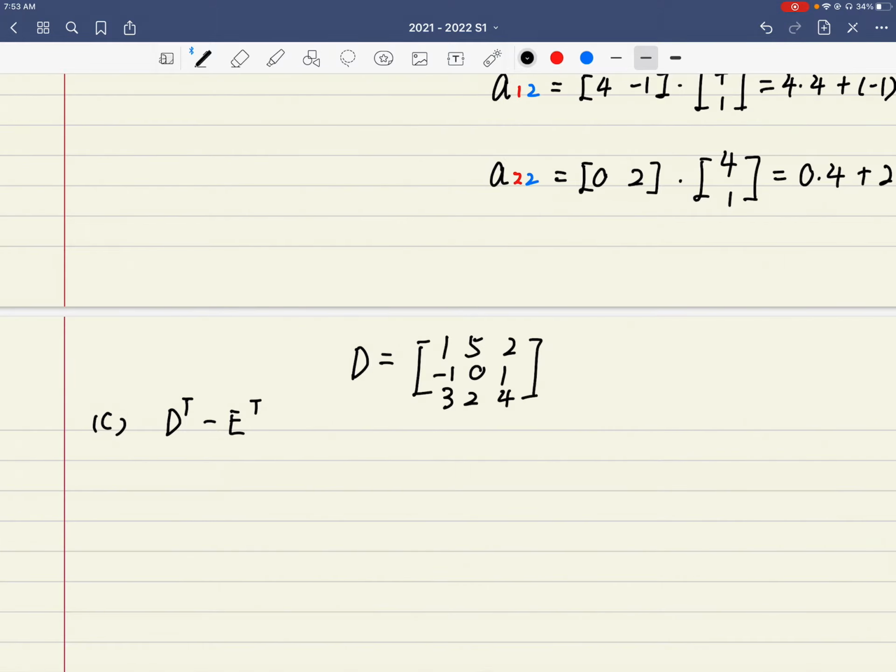If you transpose it, it's very simple. You take the first row and write it as the first column. The first row is 1, 5, 2, so the first column is 1, 5, 2. Similarly, the second row is -1, 0, 1, so the second column is -1, 0, 1. The third row becomes the third column. So that's how you get the transpose.